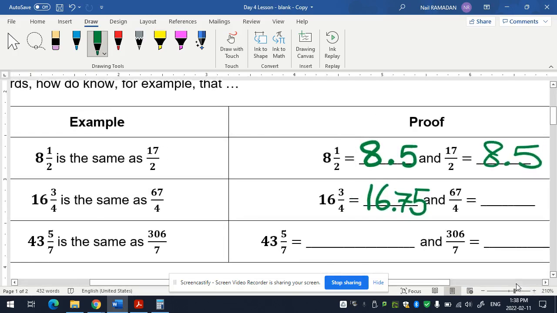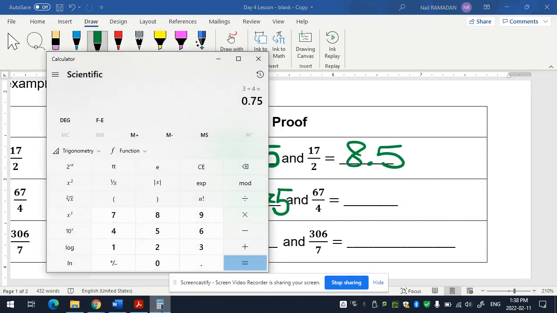How about 67 over 4? You know it has to be the same thing. Otherwise, there's no point of teaching this. 67 divided by 4, 16.75.